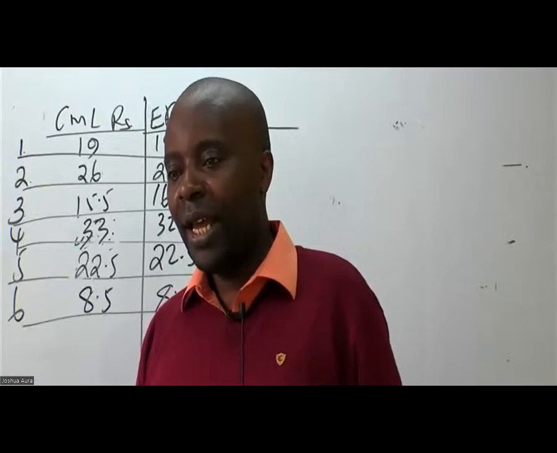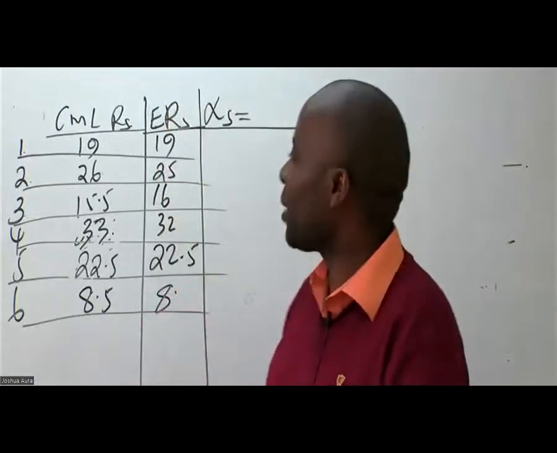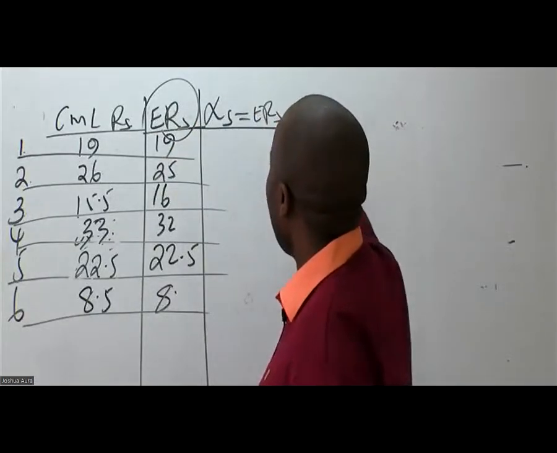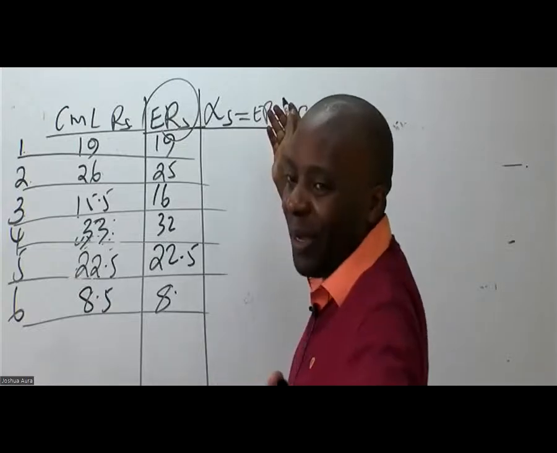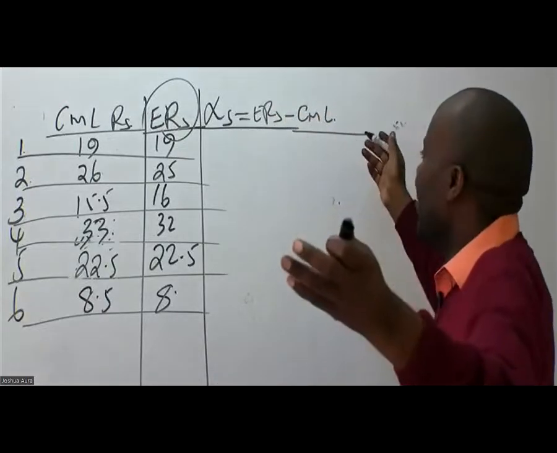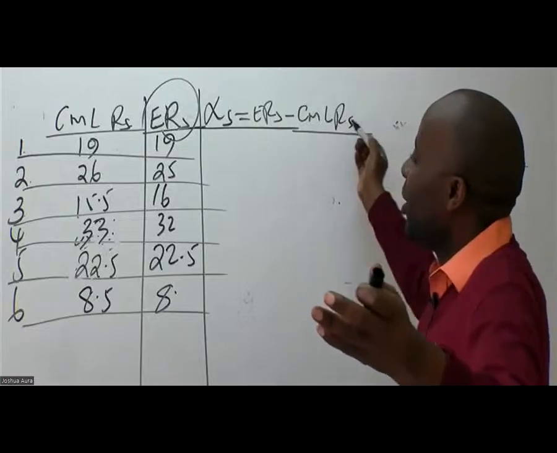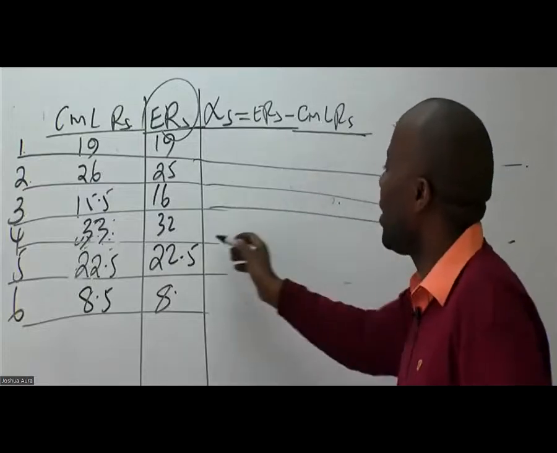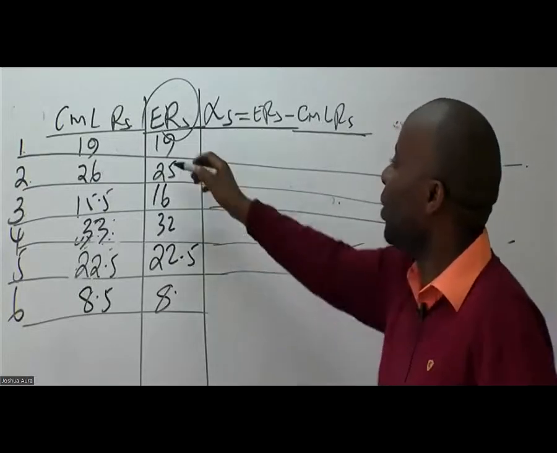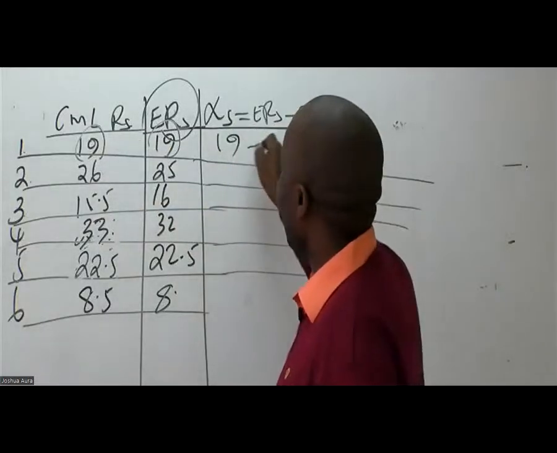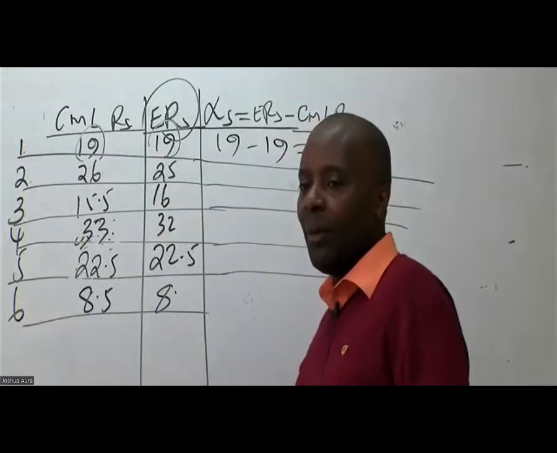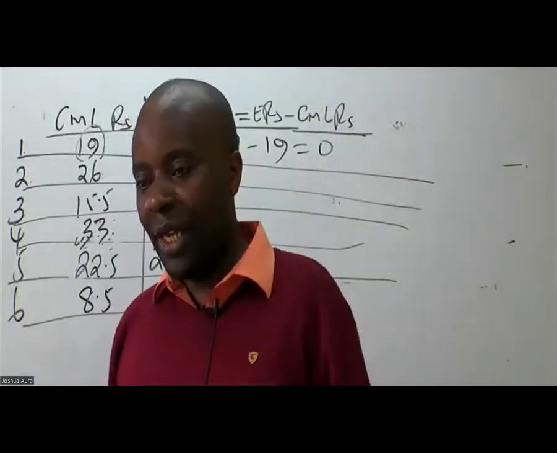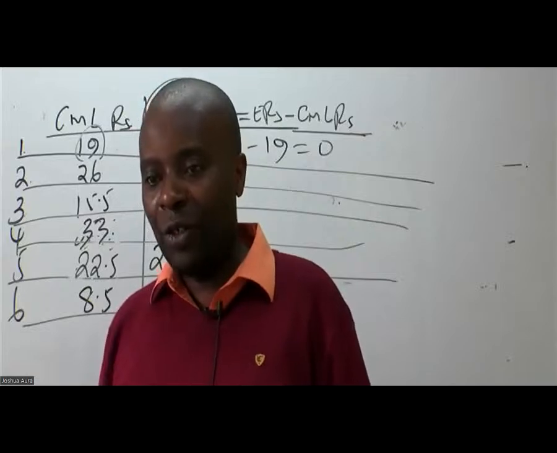They are telling me to take expected returns minus the CML returns of the security. For example, as you saw long time ago, Mayom was able to tell us that if you take this minus this, 19 minus 19, we are getting 0. Meaning that security A, is it efficient, super efficient, or inefficient?